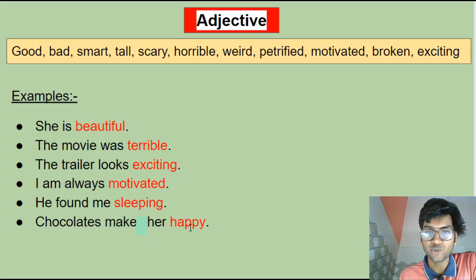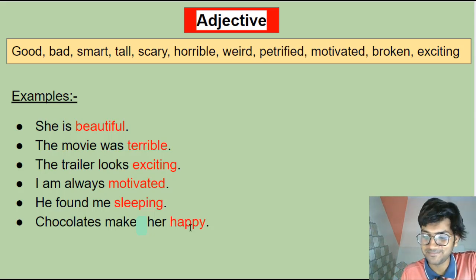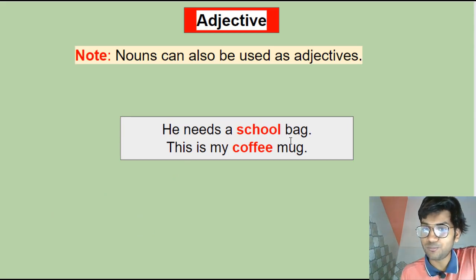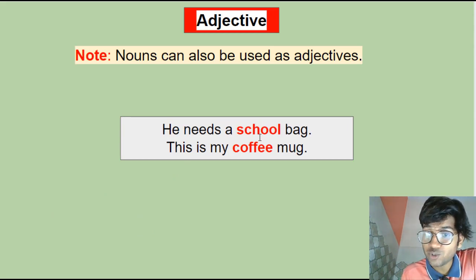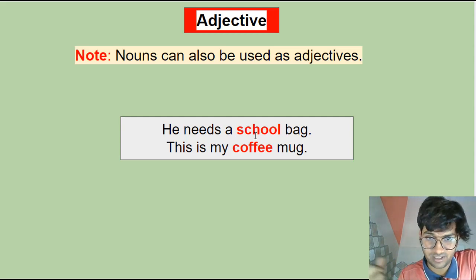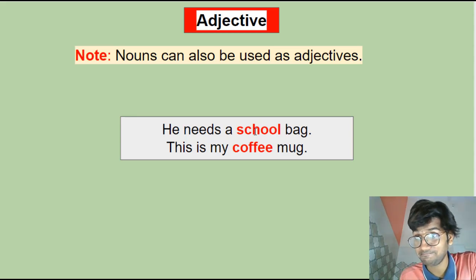All right, so now you know what an adjective is. But guys, do you know sometimes a noun can also work as an adjective? Do you know that? Let me show you how. Don't worry. He needs a school bag. He needs what? A school bag. What kind of a bag? A school bag. So school is generally a noun, a name of a place, right? But here it's working as an adjective, as it's giving information about the noun bag. What kind of a bag? School bag, right? So it's working as an adjective here.